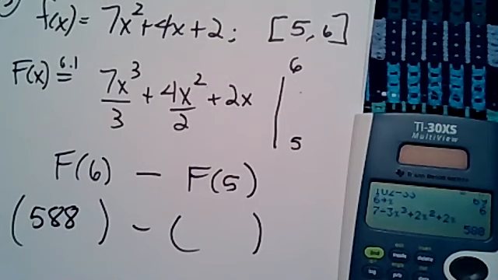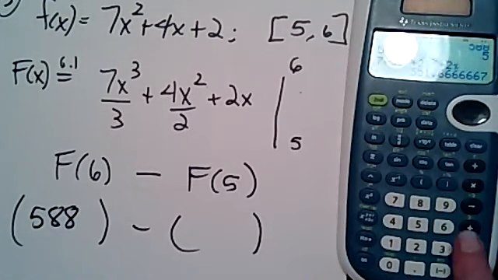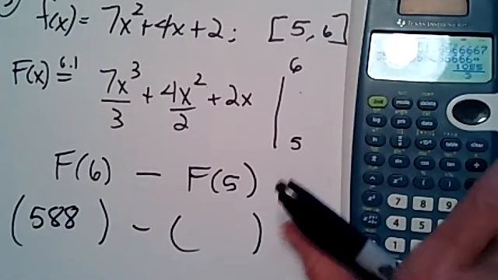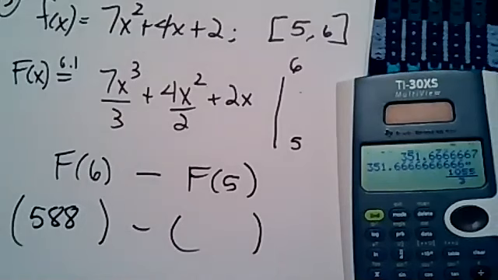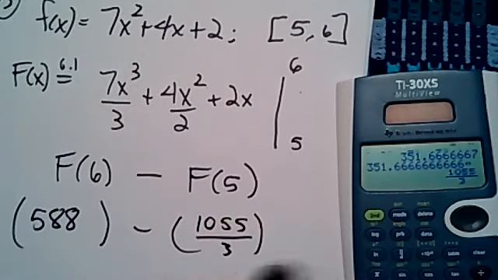And 5, store for x and enter. And then I go up and I highlight my antiderivative. And I get 351.6667. I'm going to push the double arrow button right above the enter, and that's going to give me a fraction. And that way you never make a rounding error. 1055 divided by 3. I mean, you could stop there.